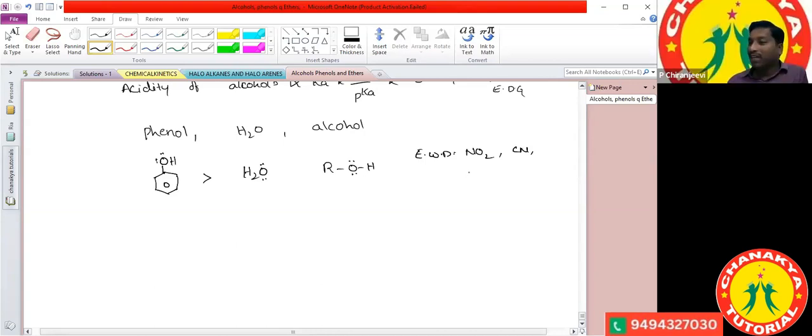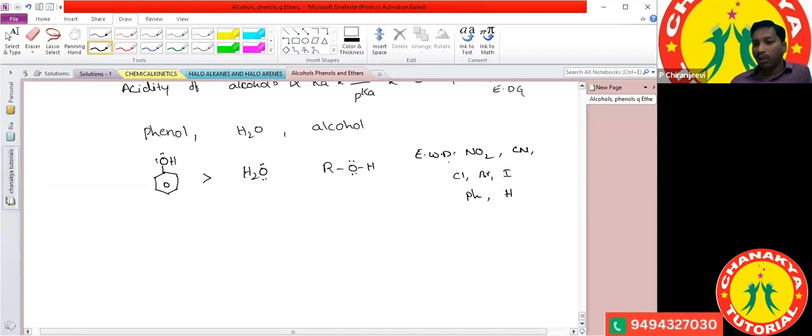We can take halogens also as electron withdrawing groups: Cl, Br, and I. How are we going to explain the acidic strength of the alcohols and phenols? Based on the inductive effect and mesomeric effect. Here, phenyl we can consider as a weak electron withdrawing group, and hydrogen also we can consider as a weak electron withdrawing group.